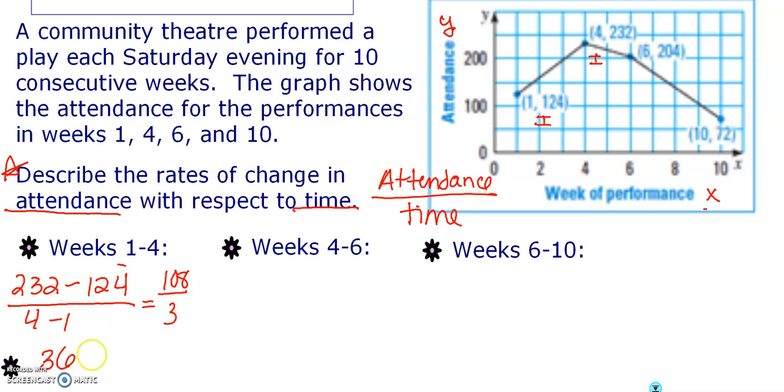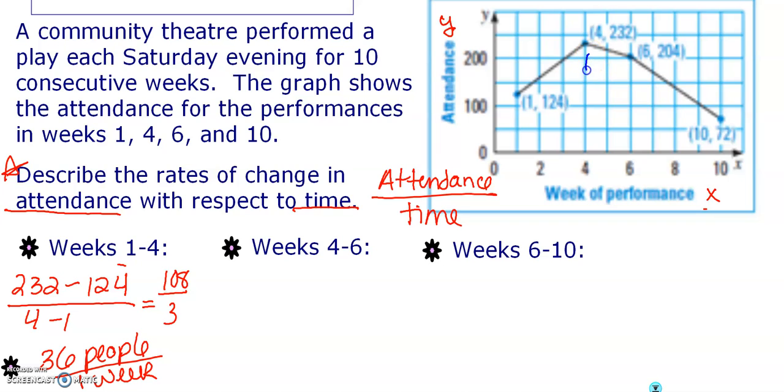And what does that represent? People per week, per 1 week. Per is another representation of that fraction bar or division. Okay, when I take a look from weeks 4 to 6, and I'm going to go ahead and erase my markings here. New set of ordered pairs.